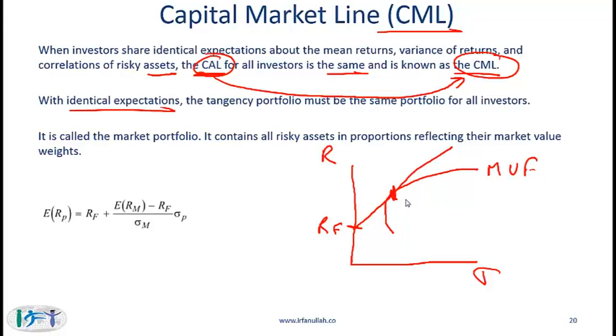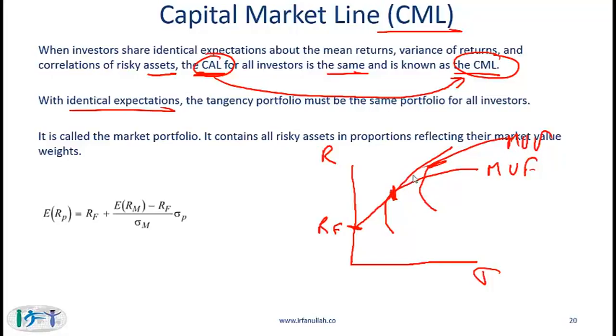Just to hammer in the point, if expectations are not the same, then what happens? Then different investors will have different efficient frontiers. The risk-free rate will still essentially be the same, but you might have another investor who has a minimum variance frontier and an efficient frontier that's different. So there the tangency portfolio will be different.